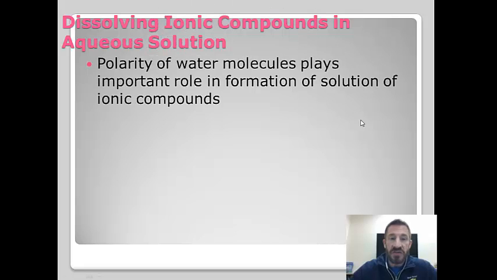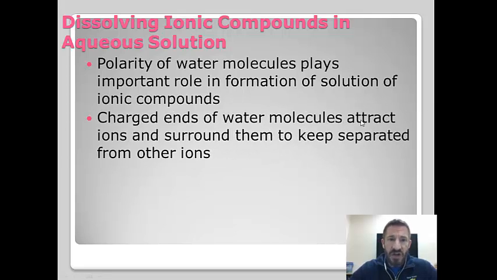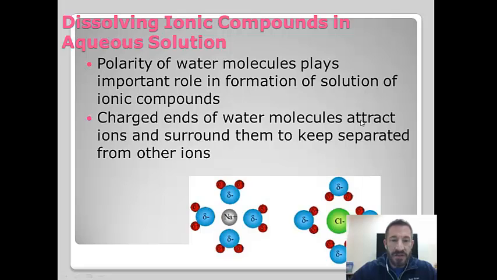So when you dissolve an ionic compound in water, polarity plays a big role in that. The charged ends of water molecules attract the ions, and so they surround them and separate them from the other ions. So it's like one little ion in the ionic crystal is surrounded by a lot of water molecules. And so when you picture this, you want to see, for example, the sodium is surrounded by the partial negatives of the oxygen, and the chlorine is surrounded by the partial positives of the hydrogen.